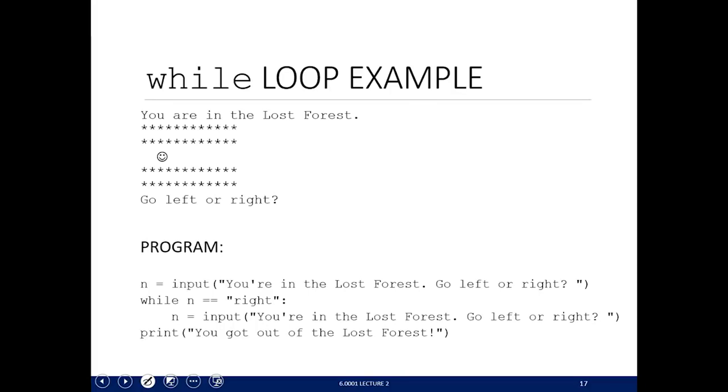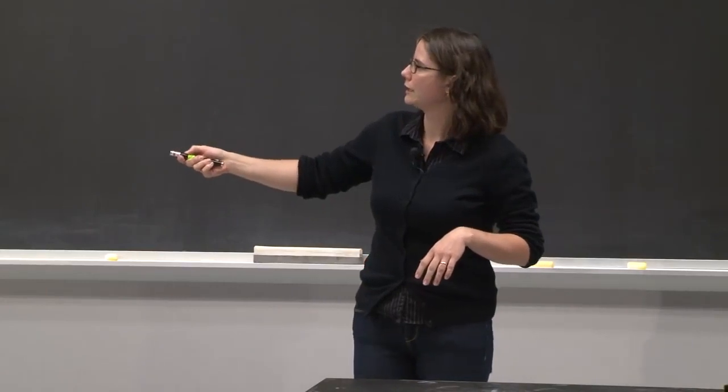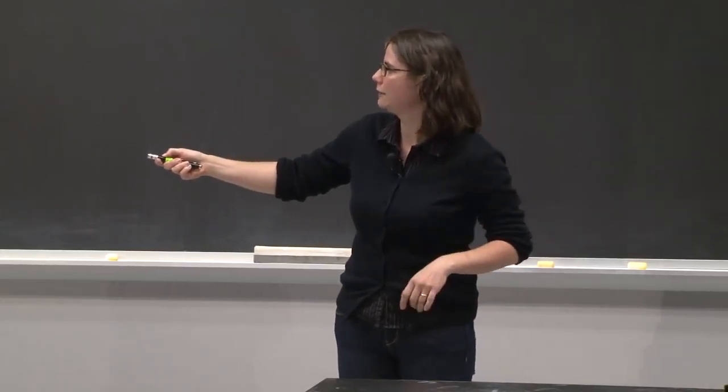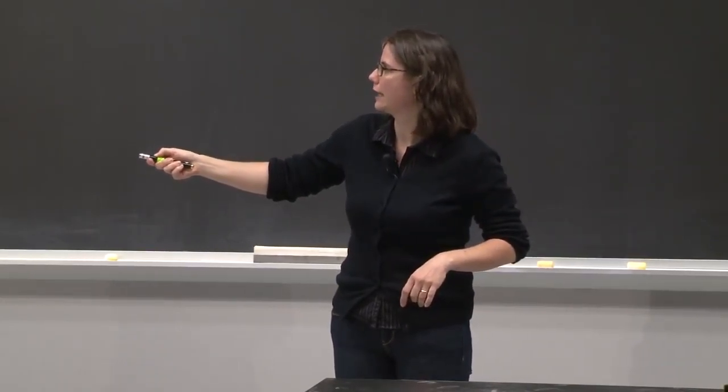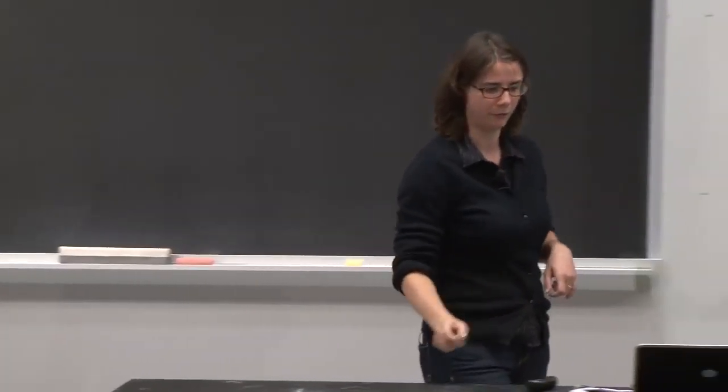It's going to get user input. It's going to say, while the user keeps typing in right, show them this text and ask them again. Right? So I'm asking them again by just saying input here again. And that's it. That's going to just keep getting input from the user. And if the user doesn't type in right and maybe types in left, you're going to exit out of this loop and print out you got out of the lost forest.